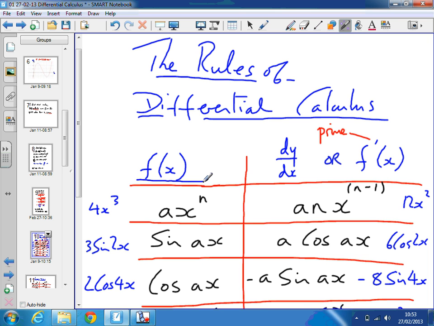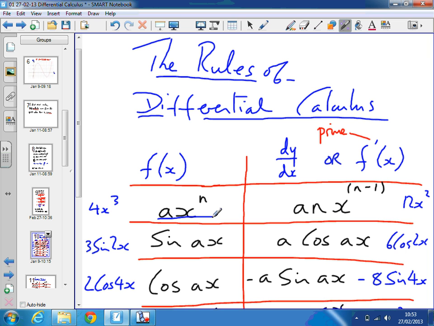And the most obvious, the most general function is this one, ax to the n. X is the variable, and there may be some constant in front of it, like 4 in this example, and the x might be raised to a power n. So 4x cubed is an example of that first type of function. So a general function, ax to the n.